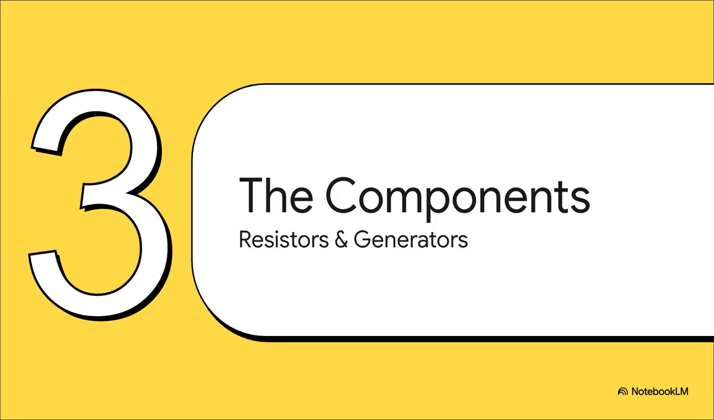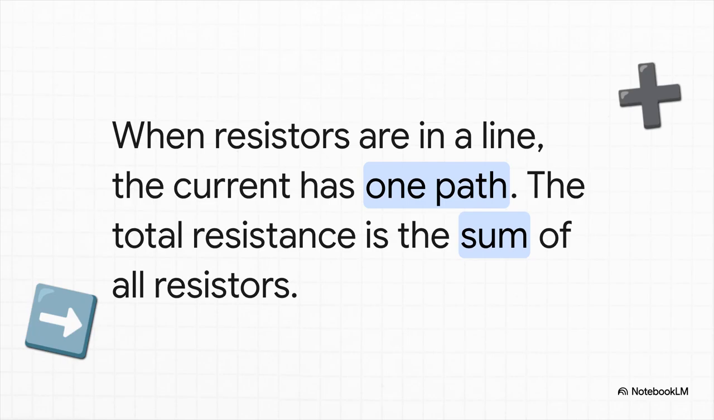Okay, so let's move from the concepts to the real world. Let's look at the actual physical parts that create these effects in a circuit. You know, the components that give us that resistance and that voltage. So if you take a bunch of resistors and you line them up one after another, just like this, you've got what's called a series circuit. It's a single file line. The current has absolutely no other choice but to go through each and every one. So to get the total resistance, you just add them all up.